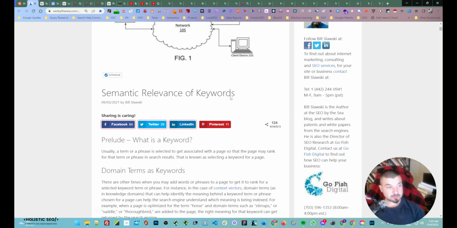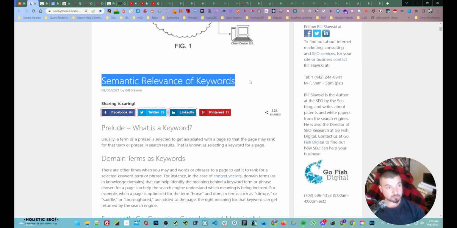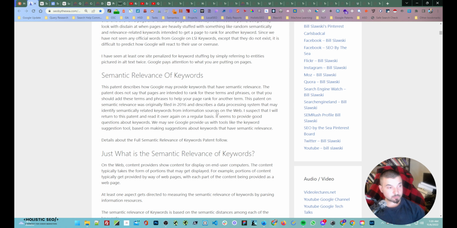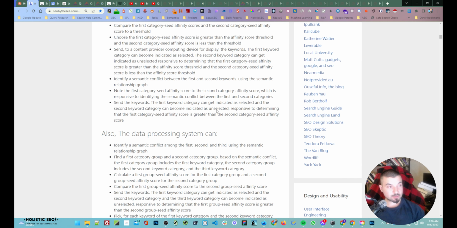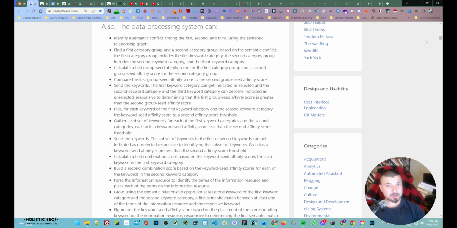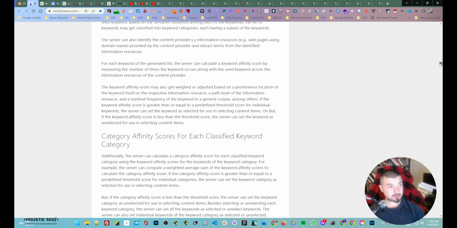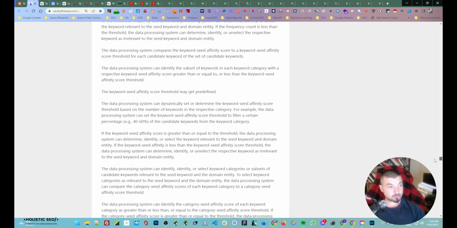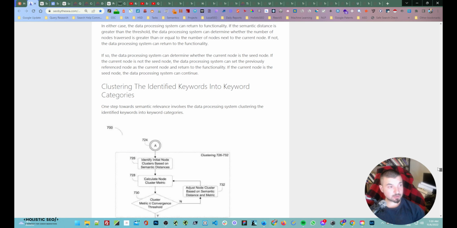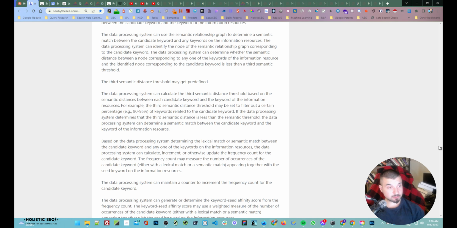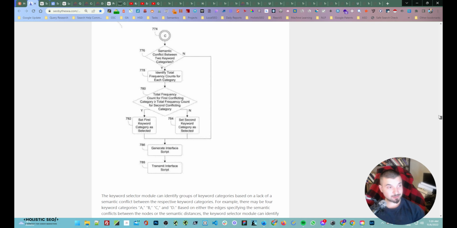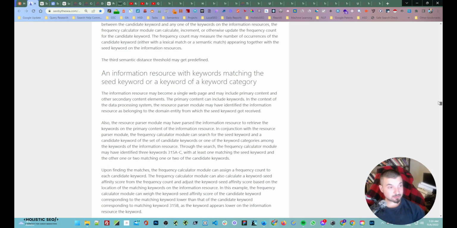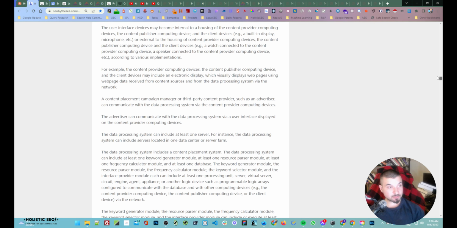And this is from Bill Slawski, Semantic Relevance of Keywords. The most important part here is the concept of semantic distance. By the way, the first time I read this article, it was even long for me because I was working heavily. So I turned the entire article into an MP3 voice record, listened to it many times, and read it again. You read these things maybe 6 or 7 times to understand them.